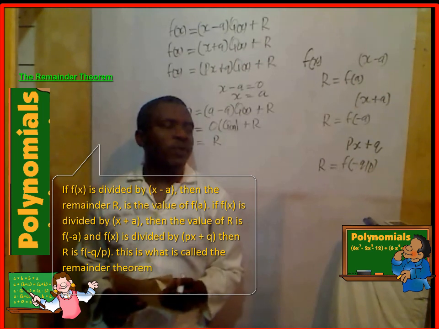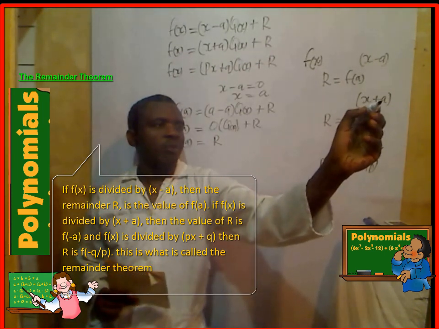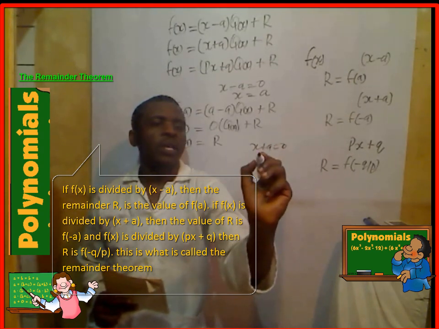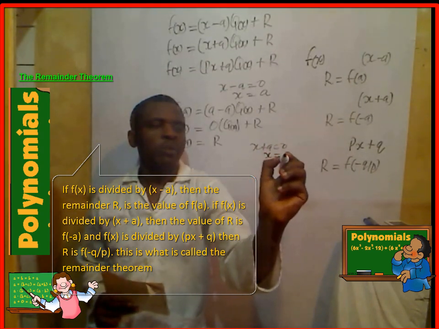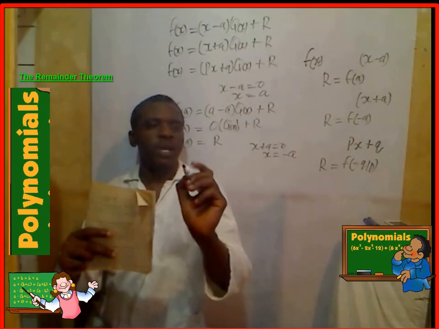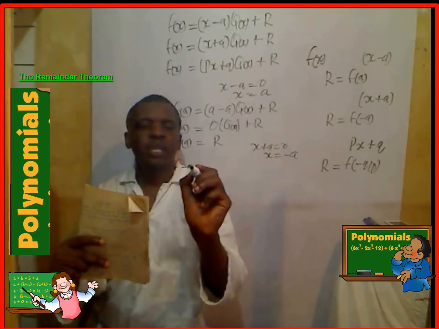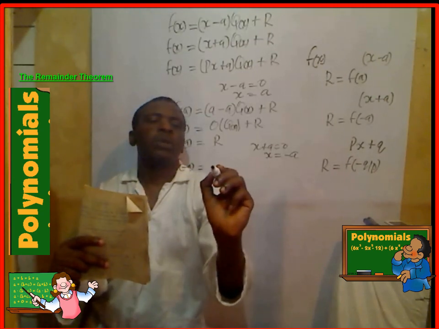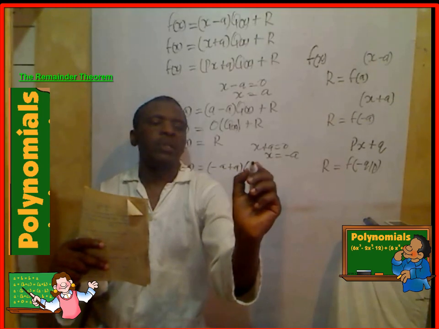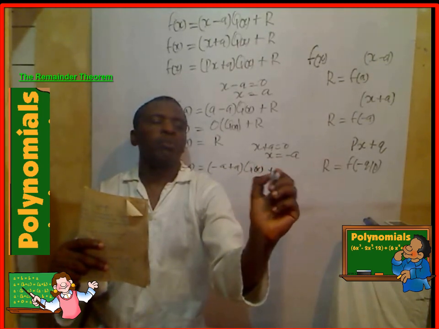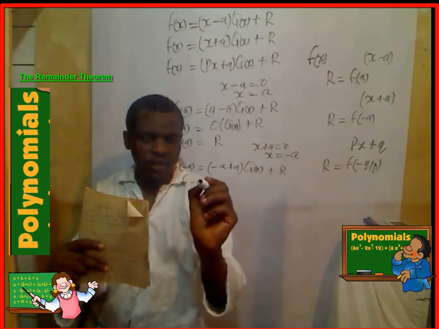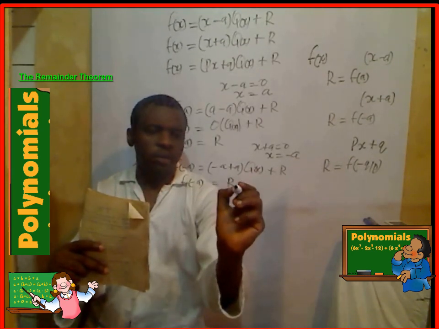If we are dividing by x plus a, x plus a is equal to 0, x is equal to minus a. If I substitute in this second expression here, I'll have f of minus a is equal to minus a plus a times the quotient plus r. This is 0, so f of minus a is equal to r.